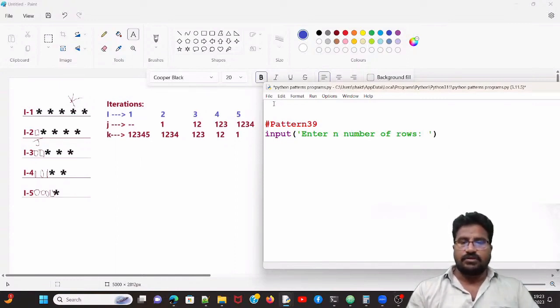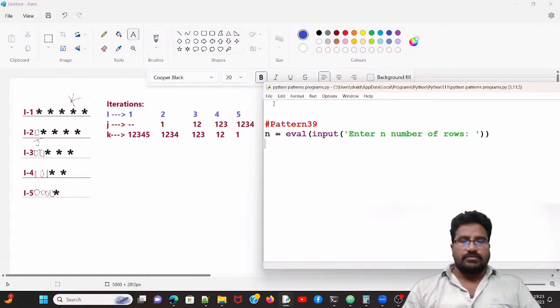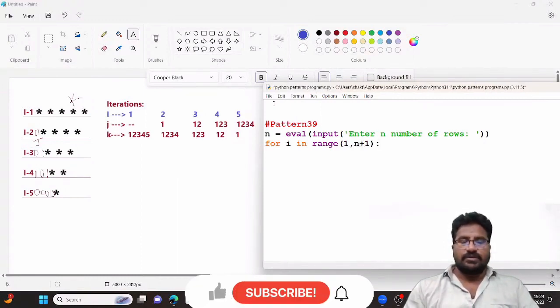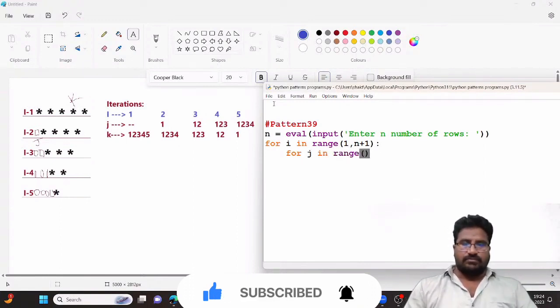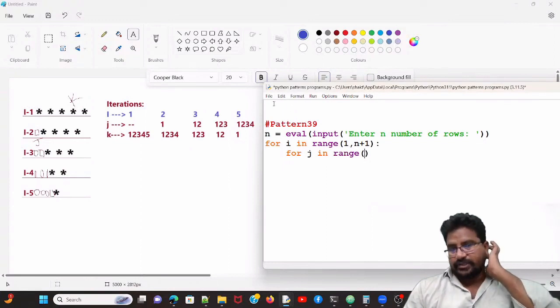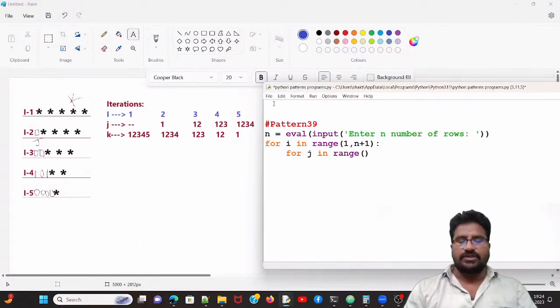Then we'll take eval, n equal to. Now for I in range, this is the common one, n plus 1, so 5 times iterating. So I'll take the J loop for displaying the spaces. First time no iterations, so I'll take here I plus 1.